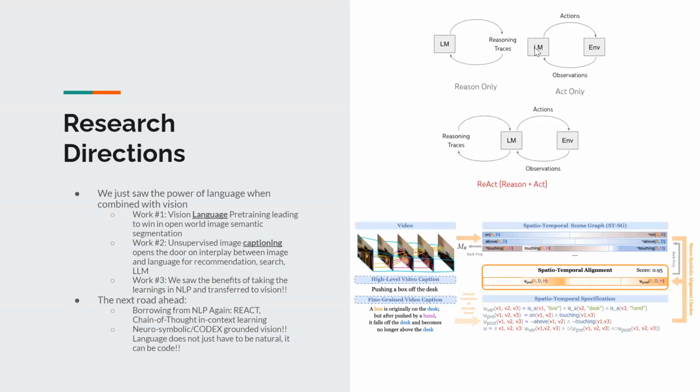I just want to finish up these 15 minutes for discussion. So I think we are about at the right time. What I presented today is, number one, we use vision-language pre-training for image semantic segmentation to achieve our open-world objective. And you'll see that language is involved here as well. In the second one, we talk about unsupervised image captioning, which is language as well. There's an interplay between image and language. And in the third work, we talk about borrowing some of the NLP prompt tuning insights to vision.